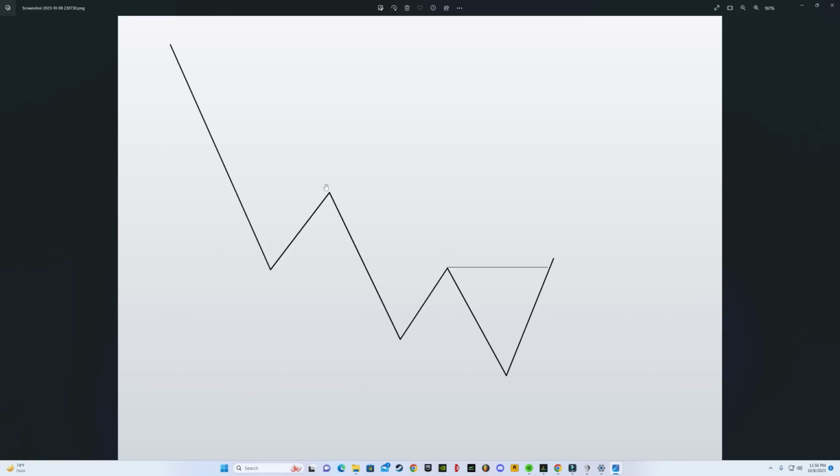Look at this: lower low, lower high. This is a liquidity level. Lower low, lower high. This is another liquidity level. And then we have a lower low here as well.